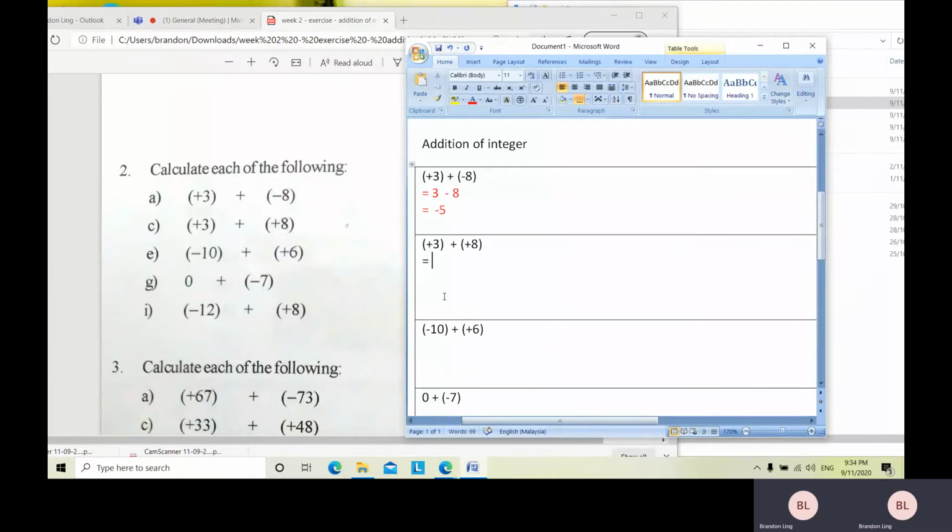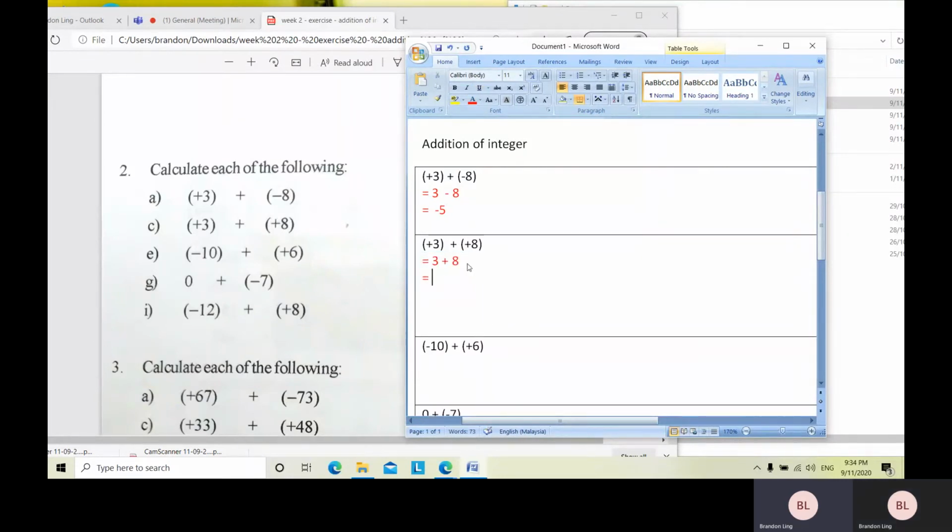In the next question, plus 3 plus plus 8, so therefore it becomes 3 plus 8. Okay, so the answer is 8. So therefore 3 plus 8 equals 11.